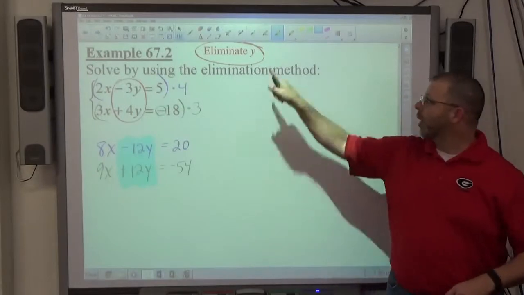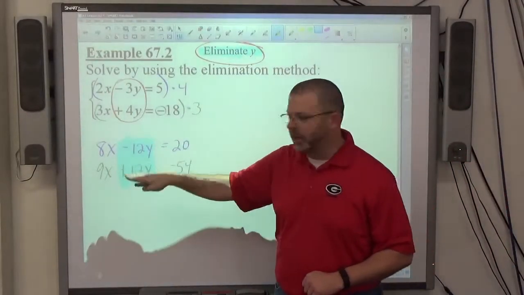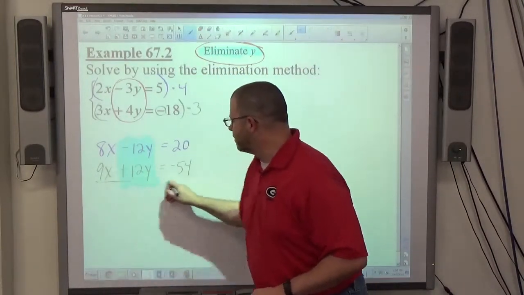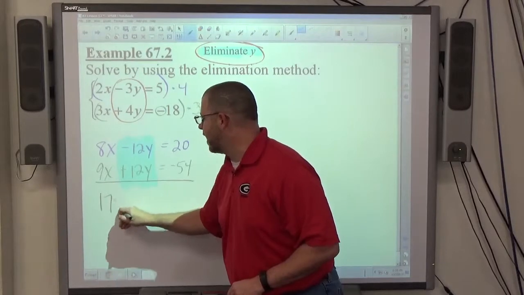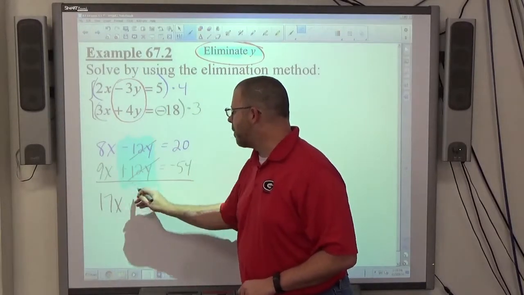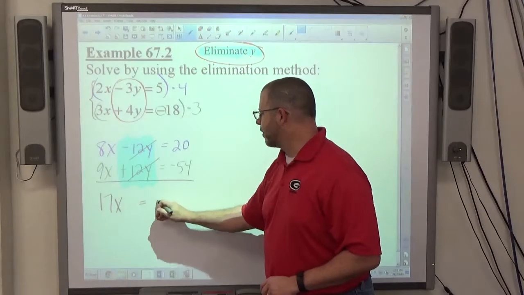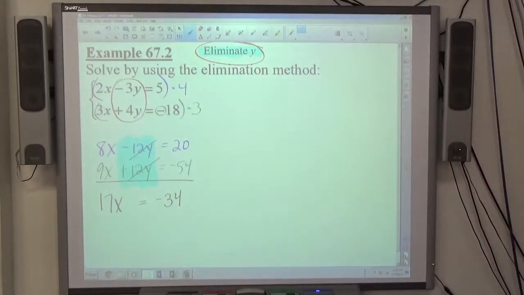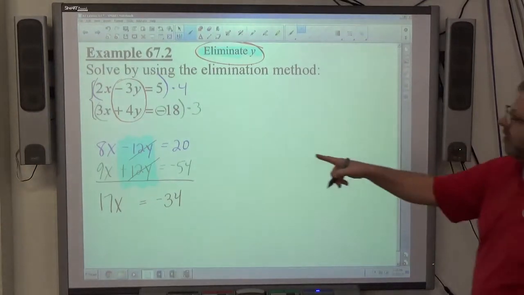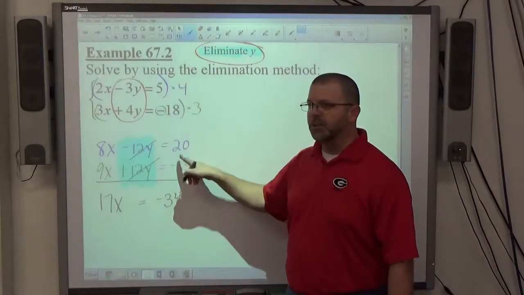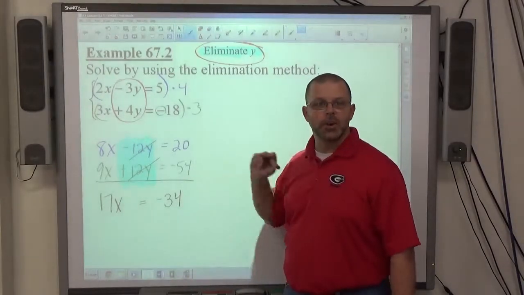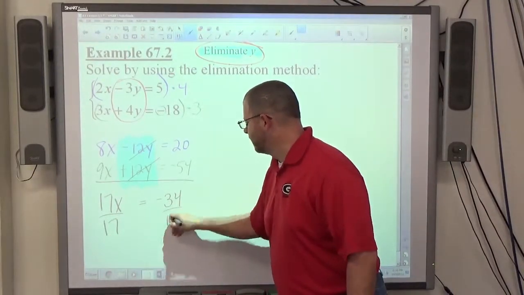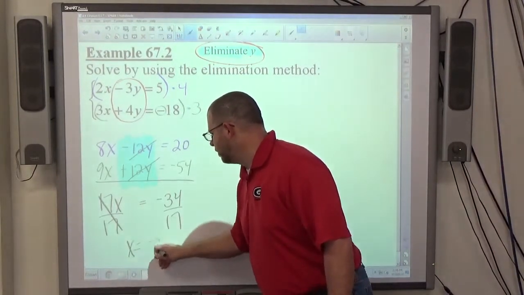my y terms, since I want to eliminate y, the y terms are opposites of one another. So, if I add the equations together now, 8x plus 9x is 17x, negative and positive 12y, opposites cancel, 20 minus 54 is negative 34. Now, the rule says to add the equations, we're adding algebraically. So if the signs are the same, as in the case of the x terms, we add the numbers. If the signs are different, we subtract the numbers. The bigger number always determines the sign of the answer. Then the division step, divide by 17. That gets me x equals negative 2.